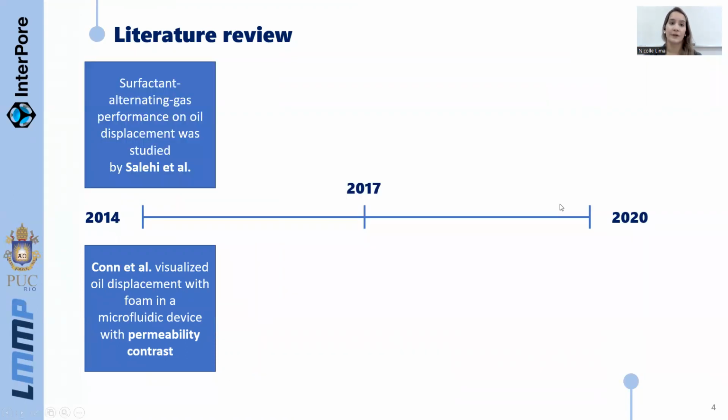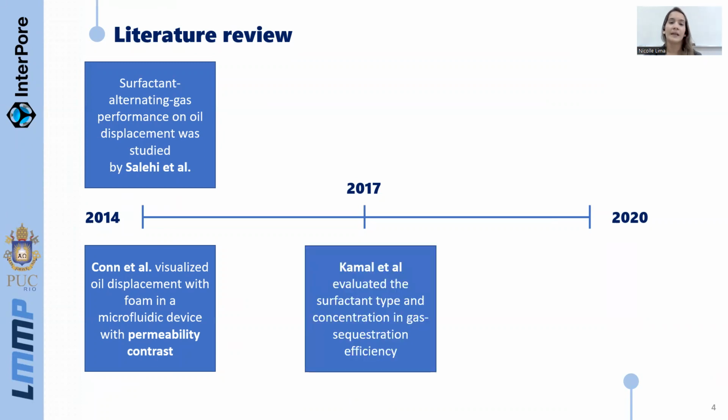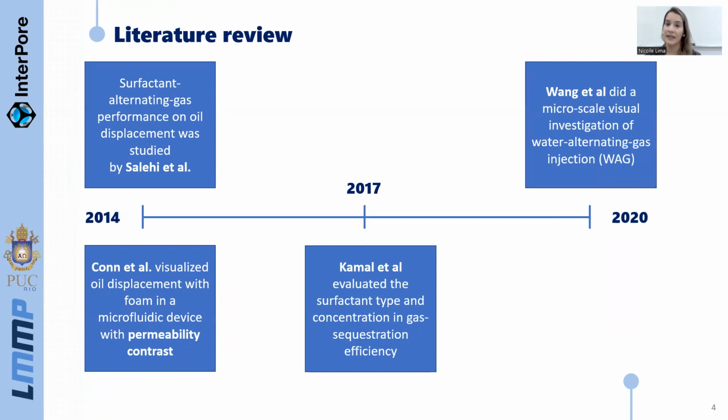Also in 2014, Salehi and collaborators studied surfactant alternating gas performance on oil displacement using bead packs. In 2017, Kamal and collaborators used the core flooding system to evaluate the surfactant type and concentration in gas sequestration efficiency. And in 2020, Wang and collaborators did a microscale visual investigation of water alternating gas injection.